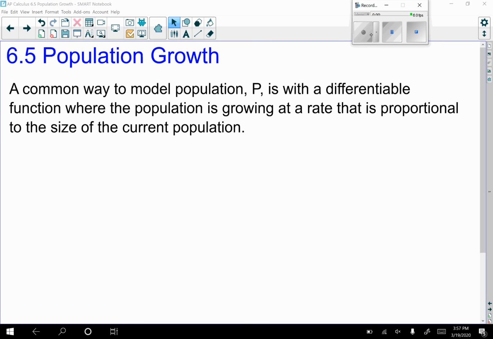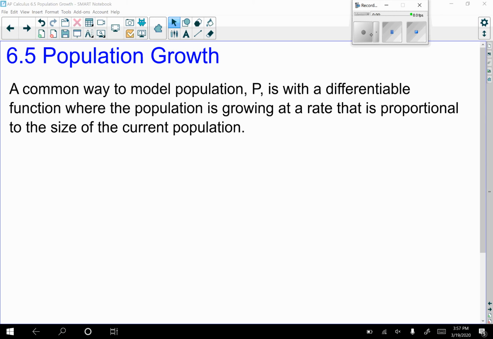Right, this last section of Chapter 6 is dealing with population growth. It ties in nicely to Section 6.4, exponential growth and decay. It's not going to be a long lesson. We're going to take a look at how to derive the equations that we've been seeing in the past and just go through one example.